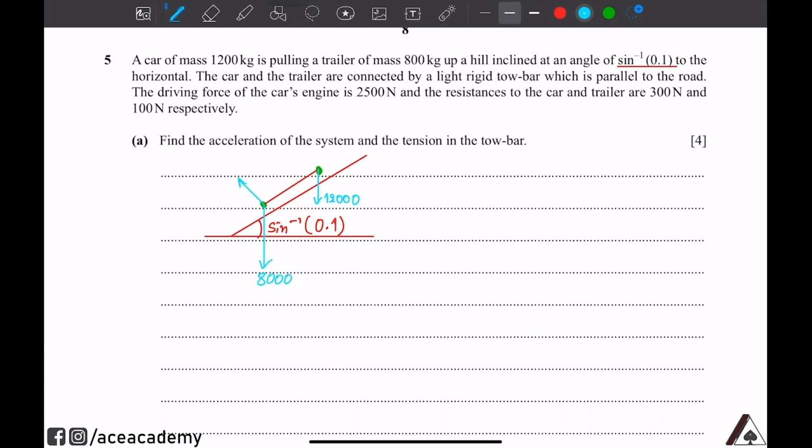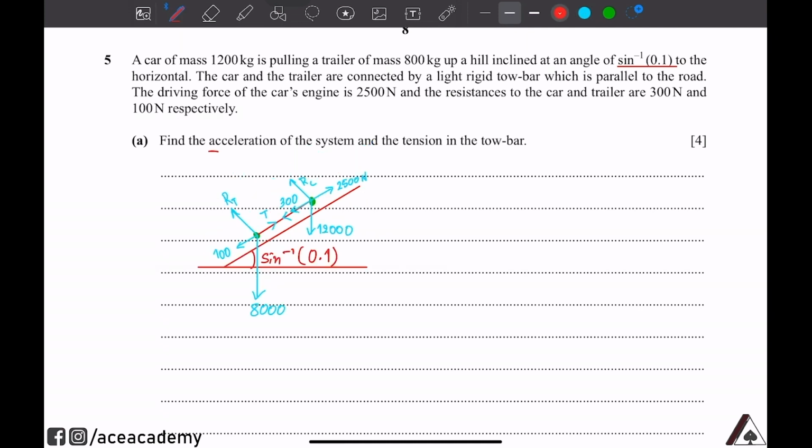So the reaction force on the trailer, the reaction force on the car, and the car is pulling the trailer with a force of 2500 newtons. There are resistive forces on each of them: on the trailer we have 100 newtons, and on the car we have 300 newtons. Also, there's the tension in the tow bar, which acts in the forward direction for the trailer and the backward direction for the car. They want us to find the acceleration of the entire system and the tension in this tow bar. Let's start resolving some forces and be on our way.